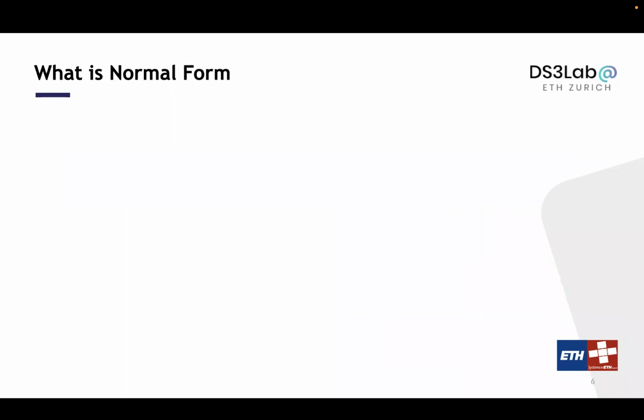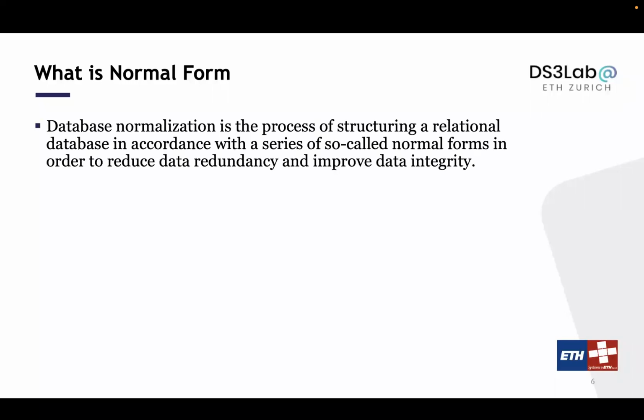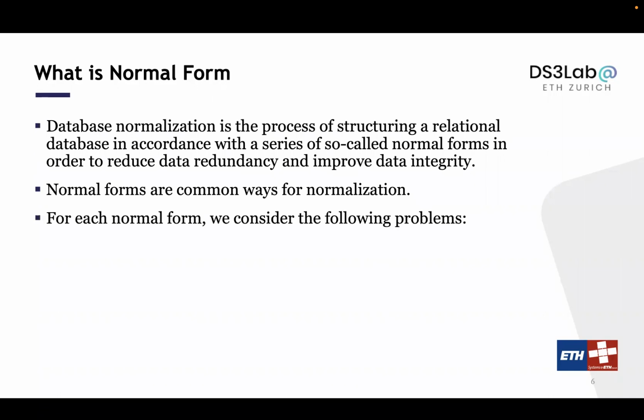So one way to reason about design is by understanding the notion of normal form. Database normalization is a process of structuring a relational database, including a series of so-called normal forms, in order to reduce data redundancy and also to improve data integrity. And normal forms are essentially common ways that people normalize their database systems.